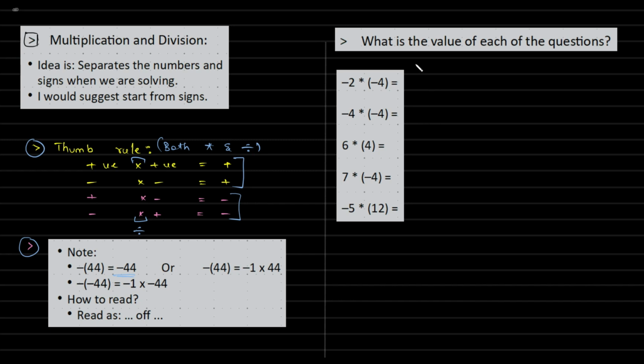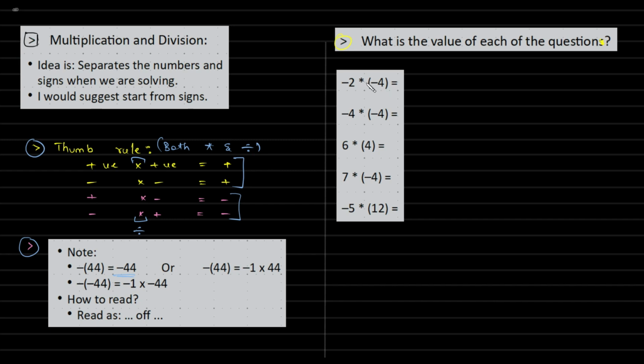Next is your set of questions that we have to do. My request is, pause it and try to do it on your own. What is the value of each of the questions? Quite simple. My method is, please listen to this. You might have got the answer, but listen to this. If you're thinking this way, good. If not, please change it.